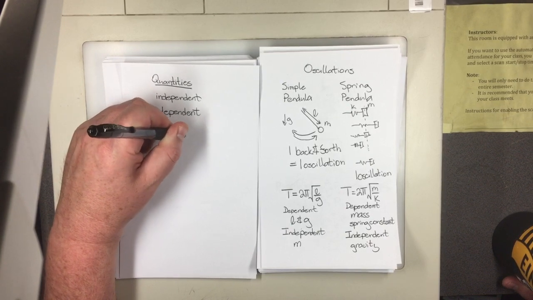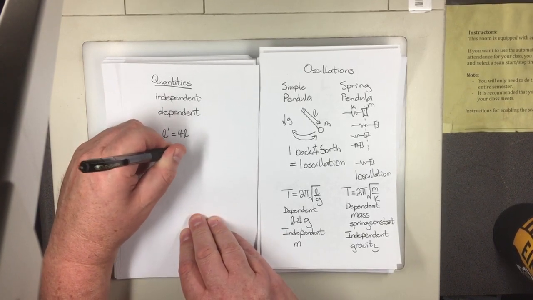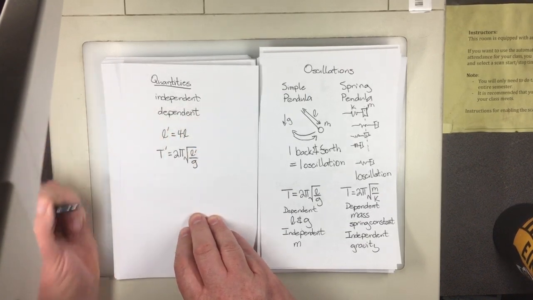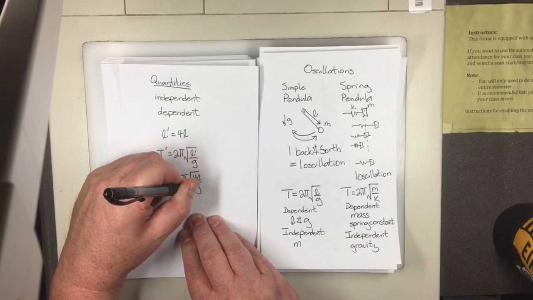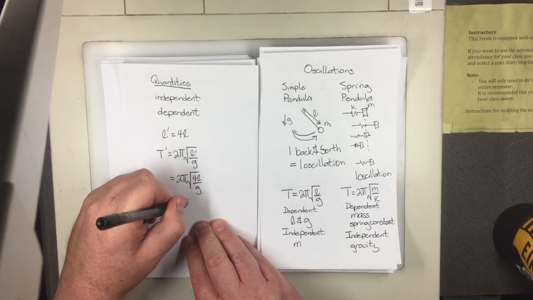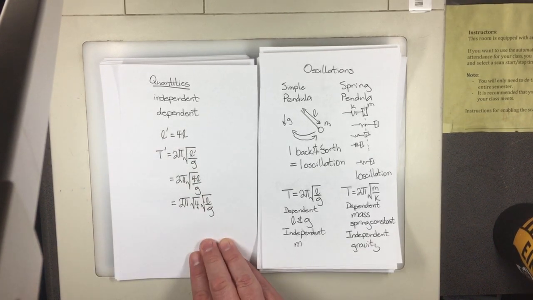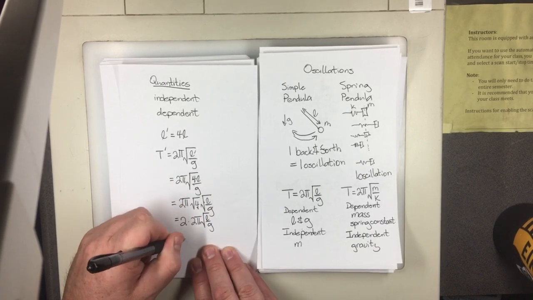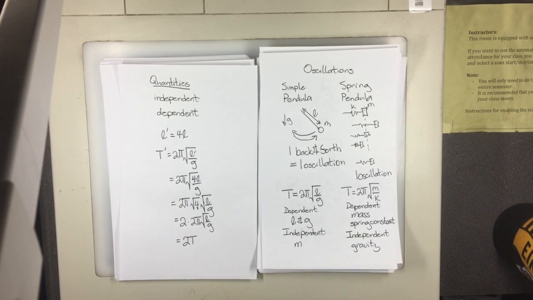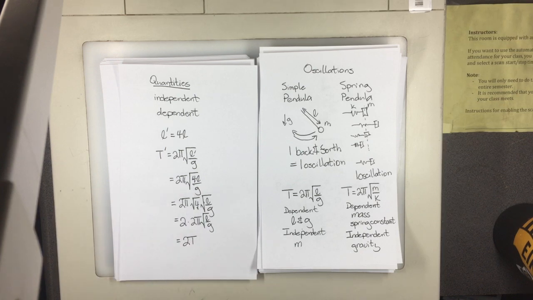L prime is 4L, what happens to the period? So period prime is 2 pi square root of L prime over g. And you substitute 2 pi square root of 4L over g. I'll do an extra step just to show what I'm doing. You can separate that to this. This becomes 2 times 2 pi square root of L over g, which is 2 times the period. So if you quadruple the length, if you quadruple the numerator, you double the period. If you quadrupled gravity, you would cut the period by 1/4.